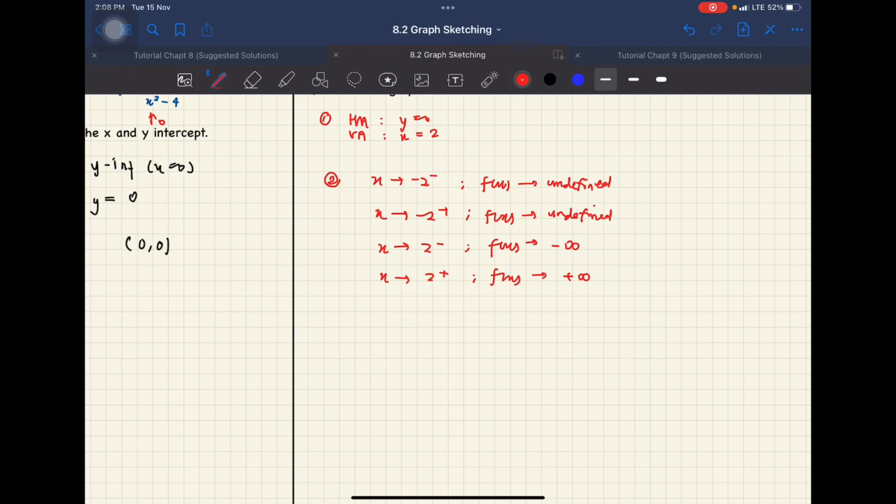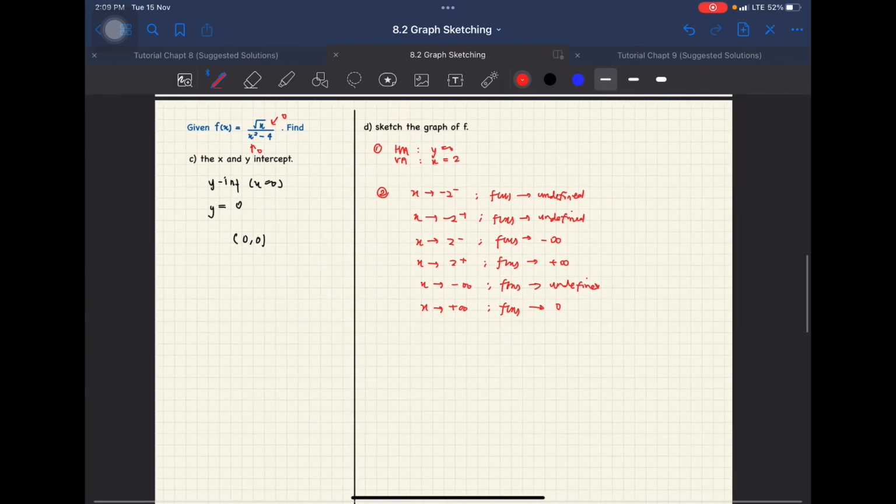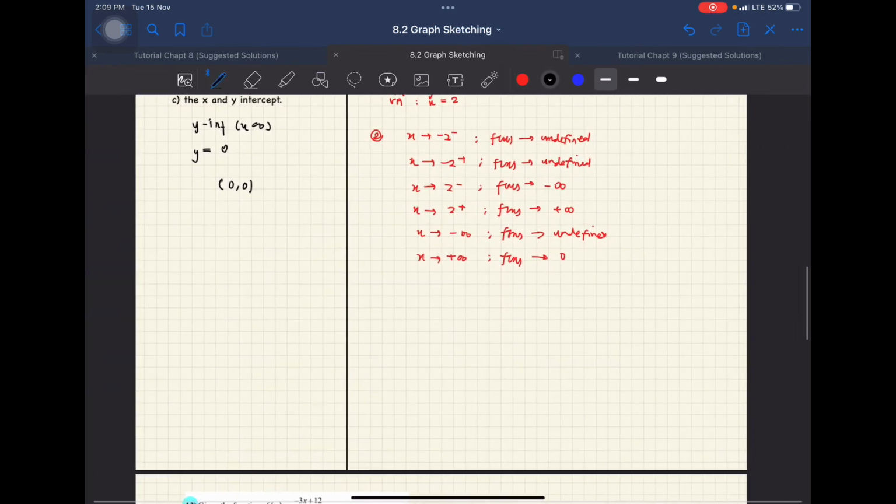Okay, and then kita cari juga x approaching negative infinity. So f(x) tadi adalah undefined. Lastly, tadi kita cari x approaching positive infinity. So f(x) goes to 0. Alright, so jom kita terus sketch kita punya graph sekarang.